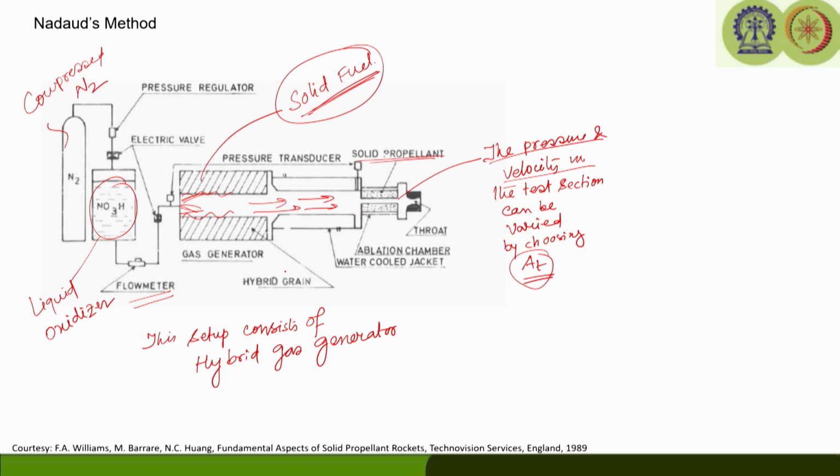Now, the major thing we should remember here is that it is very much influenced by the gases coming out from the main chamber to the test sections, and as we said, this is going to influence the composition of the gases also. So, that much consideration should be given.